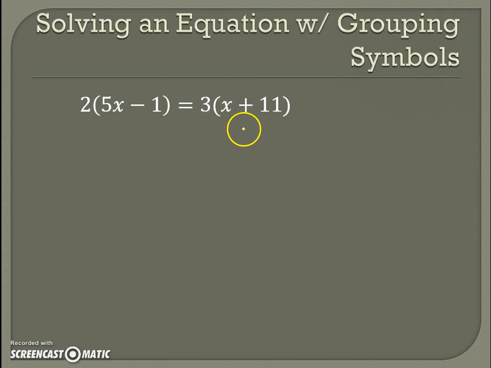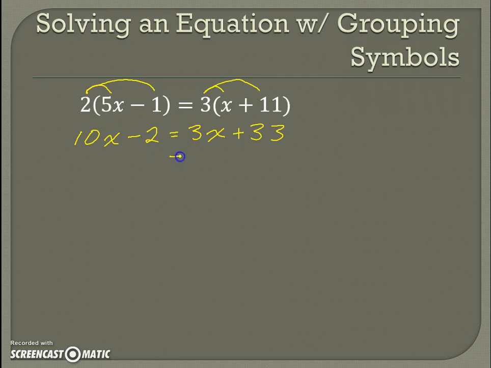And I always say that silly story about them being in jail, and everybody knows the best way to break somebody out of jail. You throw rainbows in the window. So we're going to throw around a bunch of rainbows. The rainbows mean multiply. So 2 times 5x is 10x. 2 times negative 1 is negative 2. Over here, 3 times x is 3x, plus 3 times 11, which is 33.